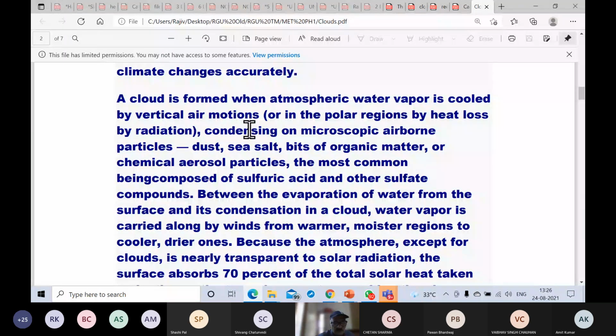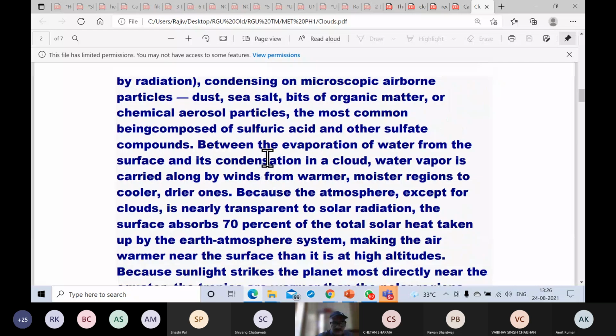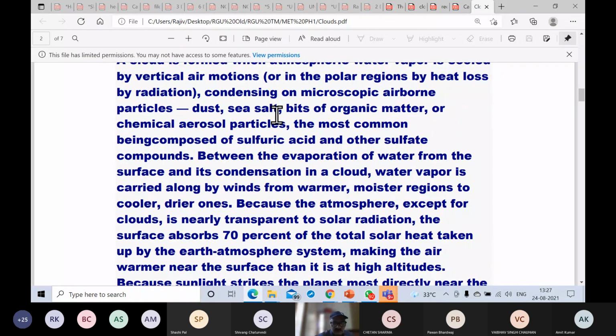Cloud is formed when atmospheric water vapor is cooled and condenses on anything. Could be dust, sea salt. Sea salt is more appropriate for us. Suspended sea salt in the atmosphere. Dust, not really likely, but okay. All these are going to be nuclei over which the condensation of water vapor can take place, giving rise to clouds.